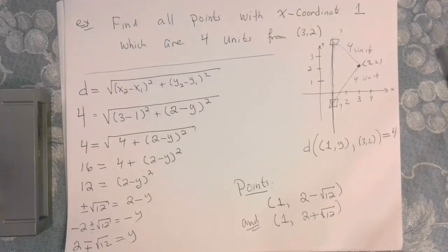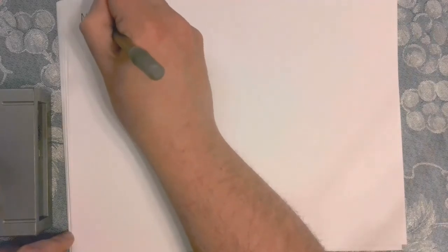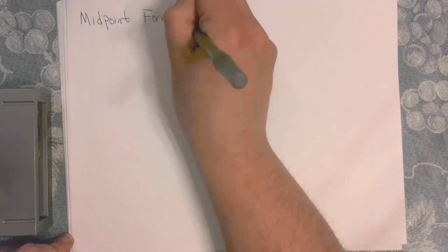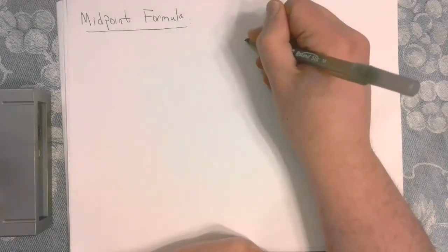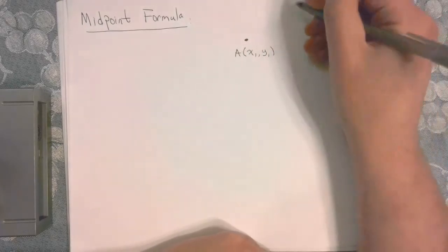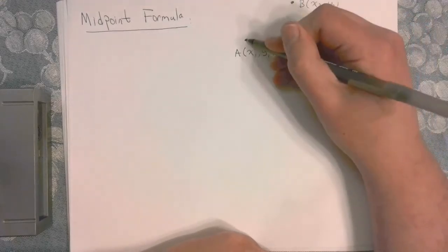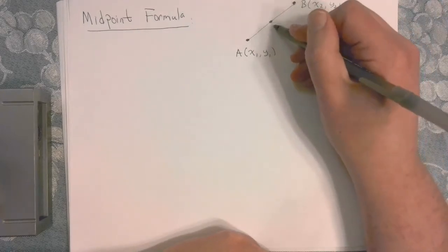Okay, so next, let's talk about the midpoint formula. So here's the idea. Let's assume I've got a line segment with endpoints A and B. So here's an endpoint. So A, let's call that maybe x1, comma y1. And let's say here's B. And let's call that x2, comma y2. And we want the point that's right in the middle, M, the midpoint.